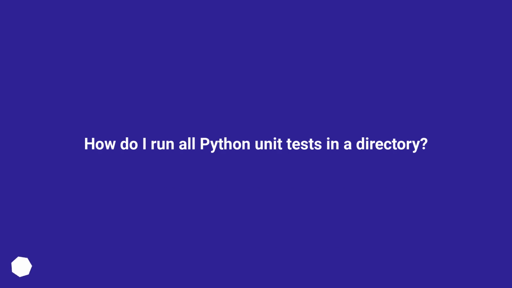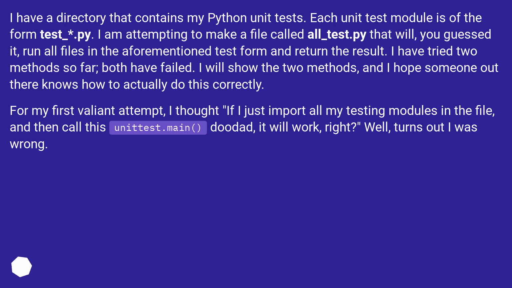How do I run all Python unit tests in a directory? I have a directory that contains my Python unit tests. Each unit test module is of the form test_*.py. I am attempting to make a file called all_test.py that will, you guessed it, run all files in the aforementioned test form and return the result.